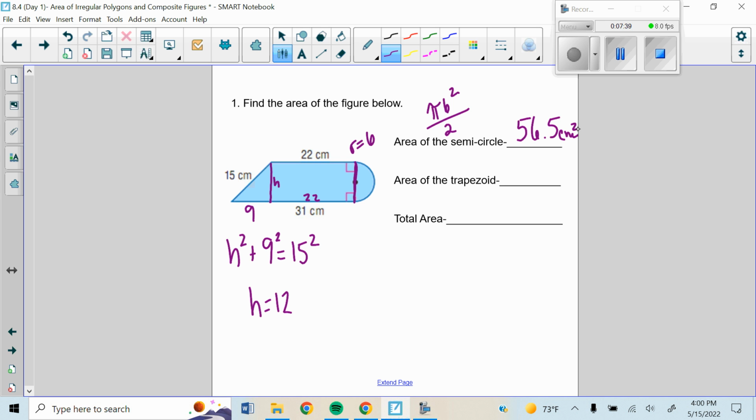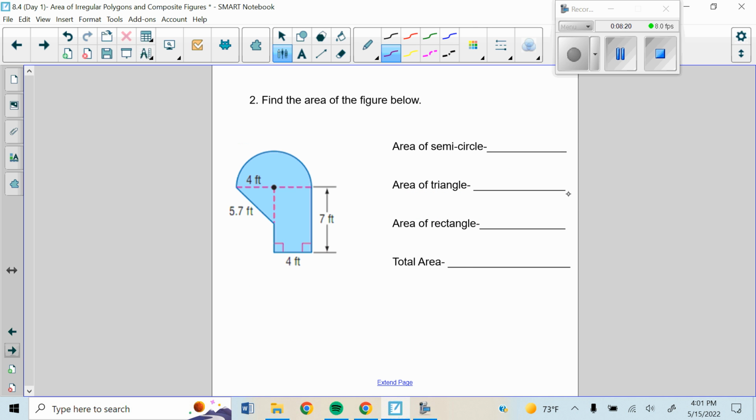Then the area of our trapezoid, remember from 8.2, trapezoid is height times base 1 plus base 2, divided by 2. So my height was 12 times my base 1 of 22 plus my base 2 of 31, all of that divided by 2. So go ahead and put that into your calculator. And we get 318 centimeters squared. And then for the total area, you're just going to add the two areas that you have there. And you end up with 374.5 centimeters squared.